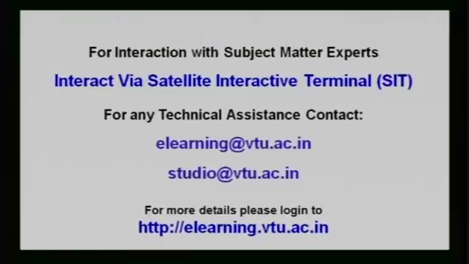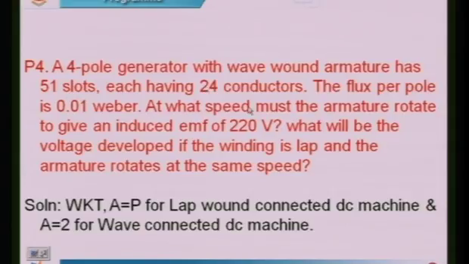Last problem. So here in the next problem we have a 4-pole generator with wave wound armature. So it has 51 slots, each having 24 conductors. Now you can calculate the total number of conductors by multiplying the number of slots and the number of conductors in each slot. The flux per pole is 0.01 Weber.